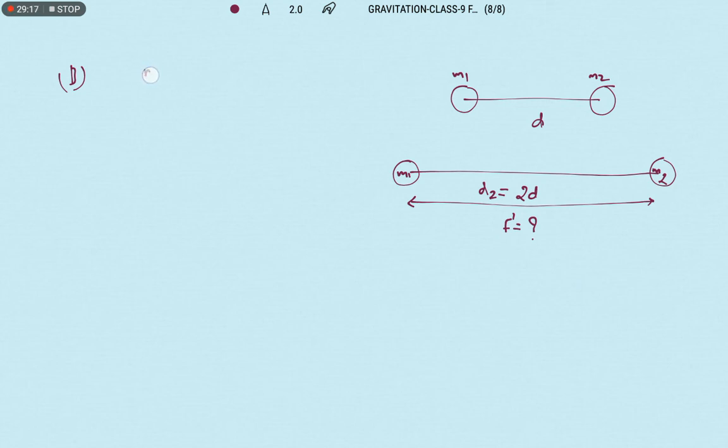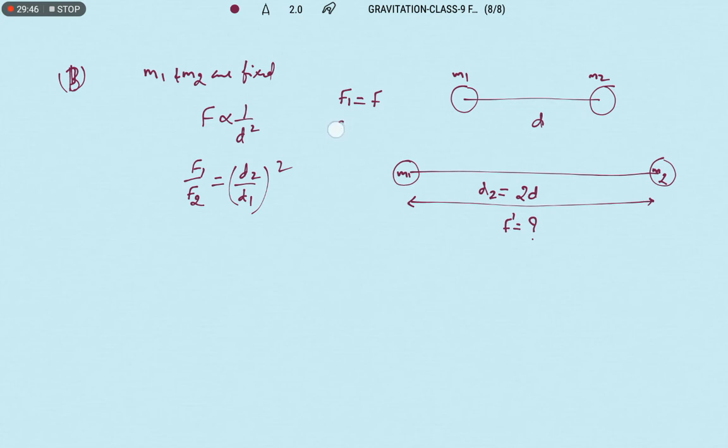So when m1 and m2 are fixed, the force between them is inversely proportional to the square of the distance between the bodies. So we can write this expression as f1 by f2 equals d2 upon d1 whole square. F1 is the initial force between them, f. d1 is d and d2 is 2d. They are asking f dash.